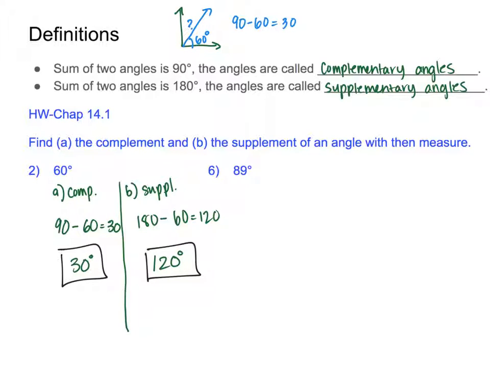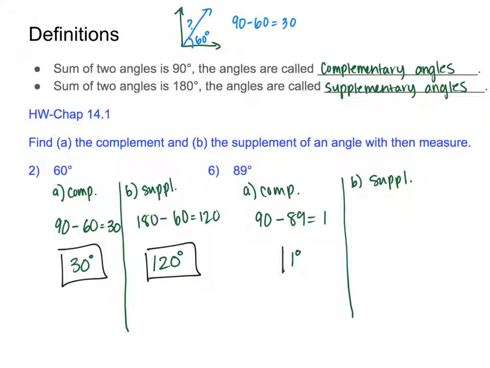I'm going to do the exact same thing for number 6 here. This is 89 degrees. So again, I need to find the supplementary and the complementary. I'm just labeling things here. Part B, supplementary. In this case, remember, complementary is out of 90 degrees. So 90 minus the angle that I'm given, which is 89. If I subtract that, that's just 1 degree. So that's my complementary angle to the 89.